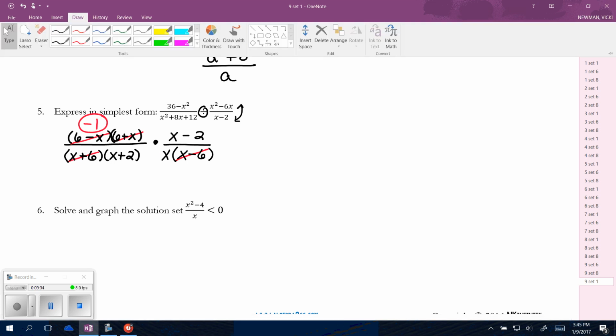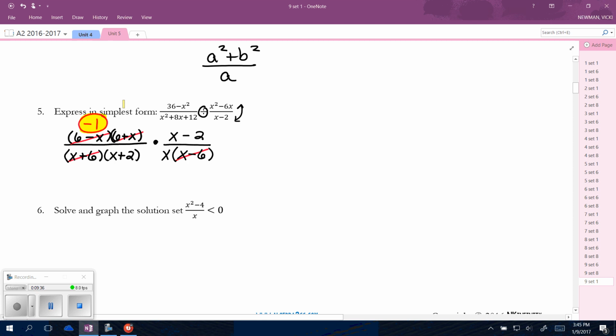So on the top, I have left a -1 and an x minus 2. On the bottom, I have an x plus 2 and an x. So my final answer is -1 times x minus 2 over x times x plus 2.